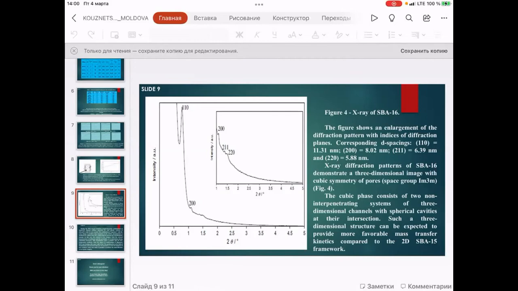The cubic phase consists of two non-interpenetrating systems of three-dimensional channels with spherical cavities at the intersection. Such a three-dimensional structure can be expected to provide more favorable mass transfer kinetics compared to the 2D SBA15 framework.